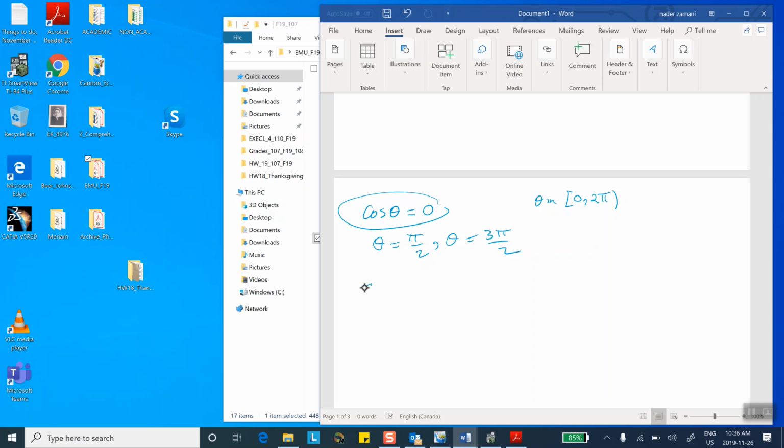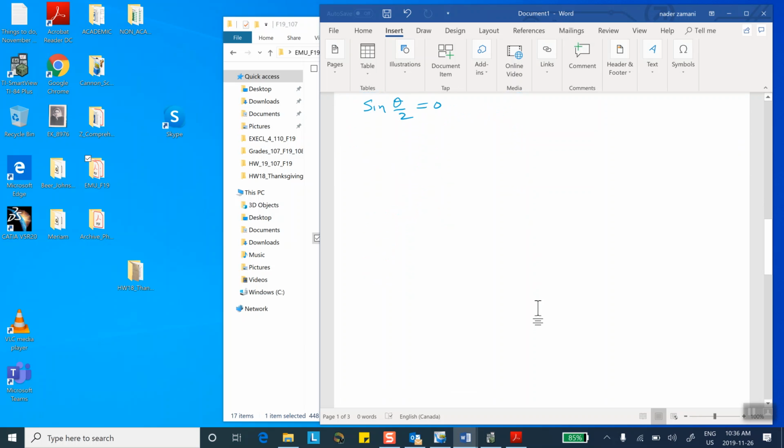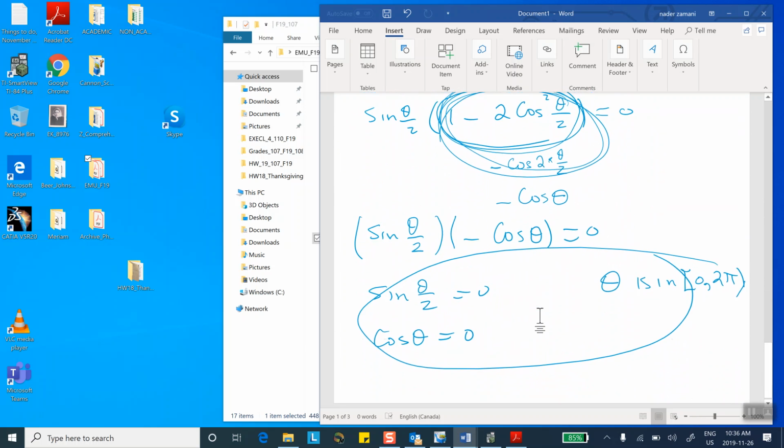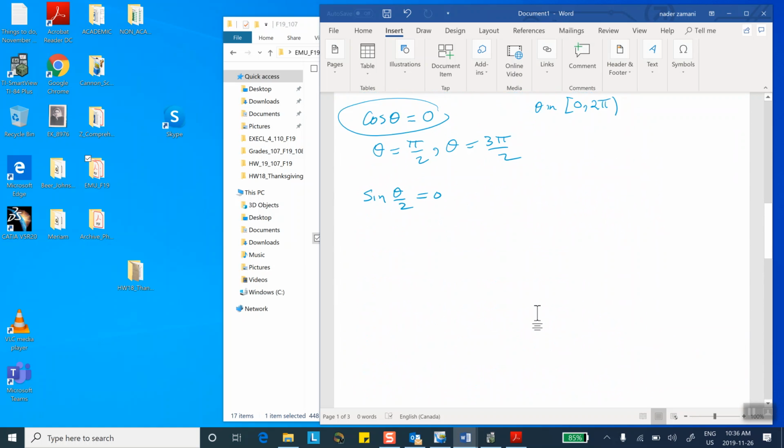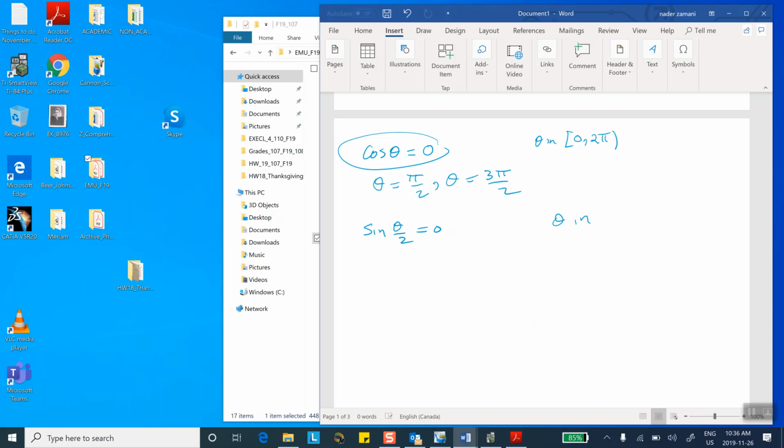As for the other one, that we have sine of theta over 2 equal to 0, I believe that's what it was. Is that right? Yeah. So what we did, and again, theta in 0 and 2 pi, as in the past, I called theta over 2 equal to x. So I have sine of x equal to 0 and x in. Now, if theta goes between 0 and 2 pi, x goes between 0 and pi, right? Half of these.